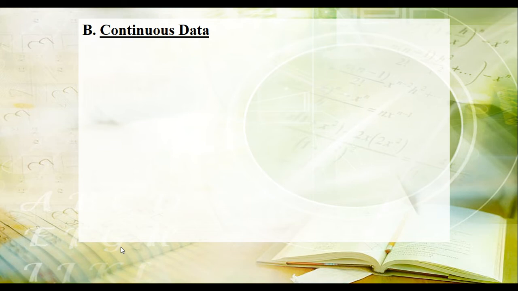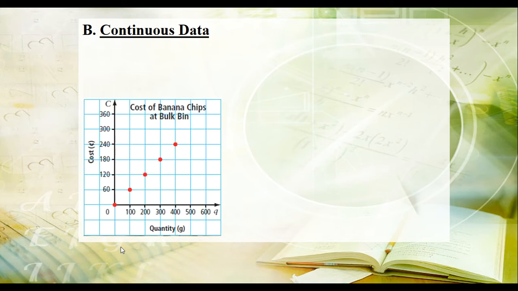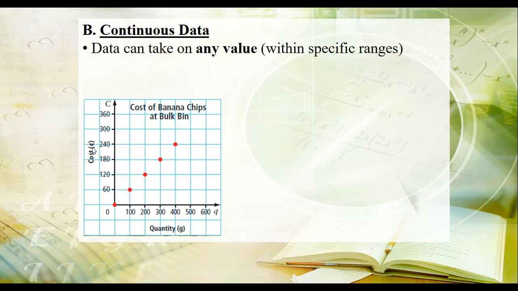Now let's compare this to continuous data. We'll use a different example here. The graph says cost of banana chips at a bulk bin in a grocery store. On the x-axis, you have the quantity of the banana chips that you're going to scoop out into a bag, presumably. So we go up by increments of 100 grams. And on the y-axis, we have the cost of the banana chips, and it's measured in units of cents. Continuous data can take on any value within a specific range, within reason.